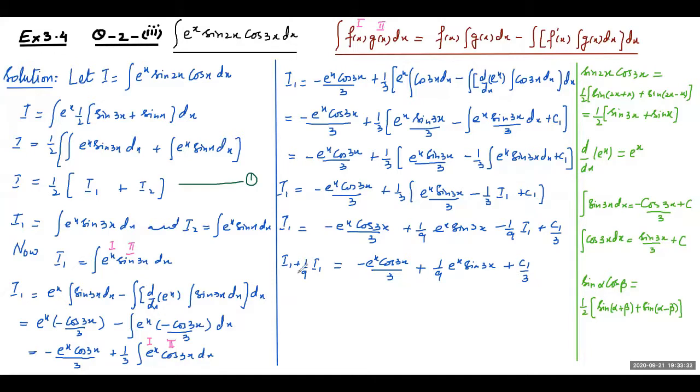And now what do I get? When I add these two terms, I am going to get 1 plus 1 by 9 equals 10 by 9. So I'm going to get 10 by 9 I1 here, and now I'm taking the advantage of the whiteboard and erasing it, and writing 10 by 9 here. So I got 10 by 9 into I1. Of course, you will have to write the next step, but I have adjusted this step.